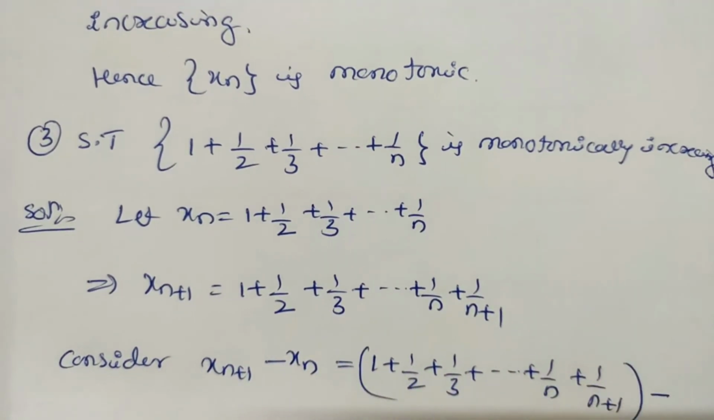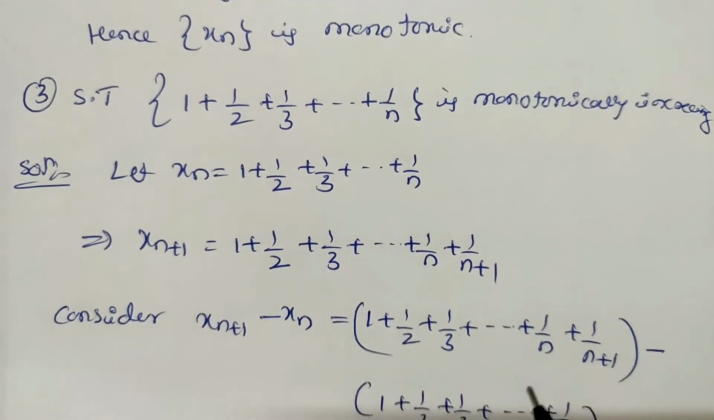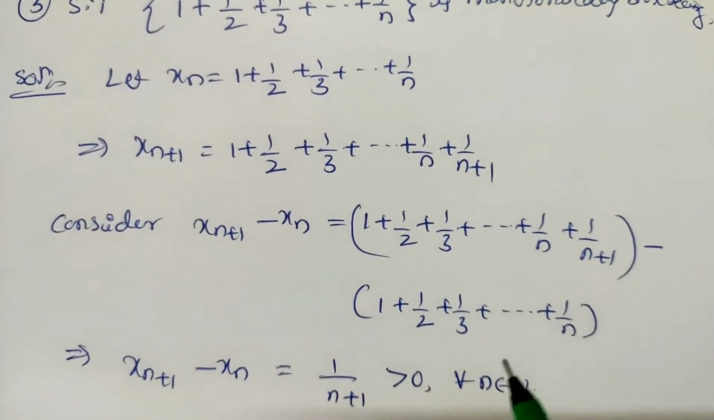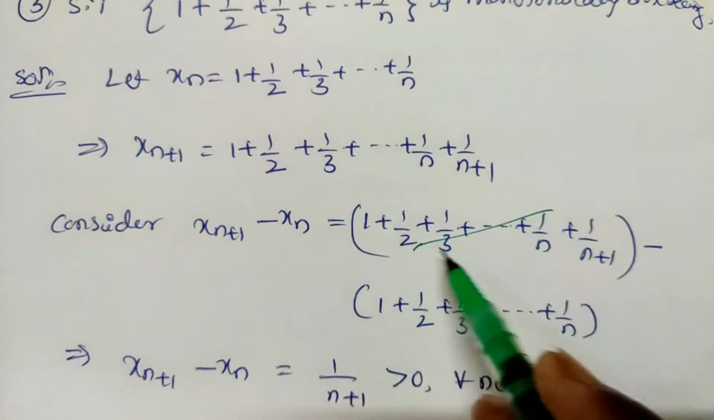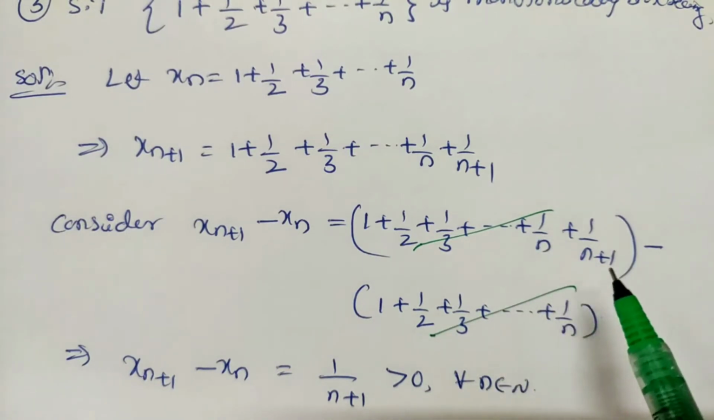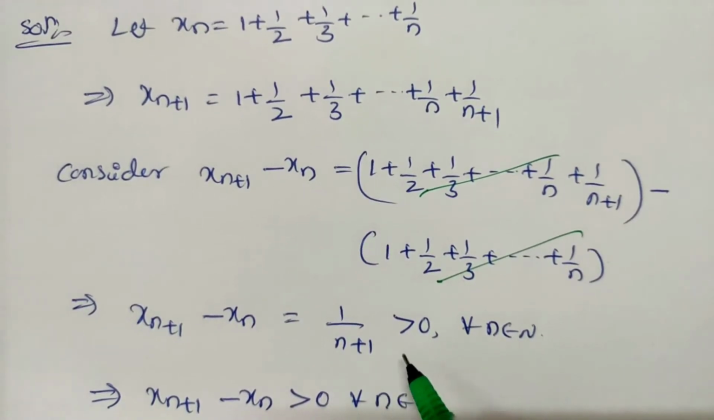Consider the difference of these two, xn plus 1 minus xn. You will get only 1 divided by n plus 1. The earlier terms are the same and get cancelled because one is plus and the other is minus. Only 1 divided by n plus 1 remains. So again it is greater than 0, because n is a positive number, a positive real number.